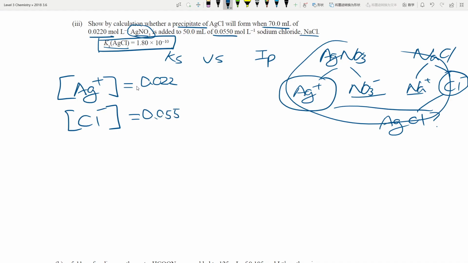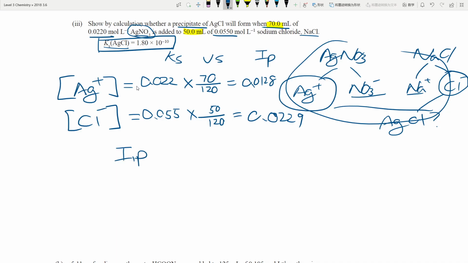But that's not done because you've got different volumes. The volume has changed, so you need to dilute them. This used to be 70 mL, but now it's 120 mL altogether. This used to be 50 mL, but now it's 120 mL altogether. If you did the dilution, this is going to be 0.0128 moles per liter. Please add the unit, I ran out of space. This is going to be 0.0229 moles per liter.